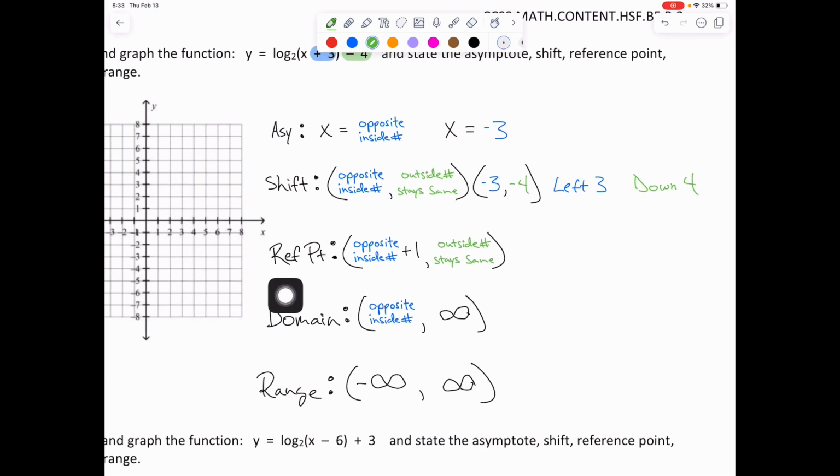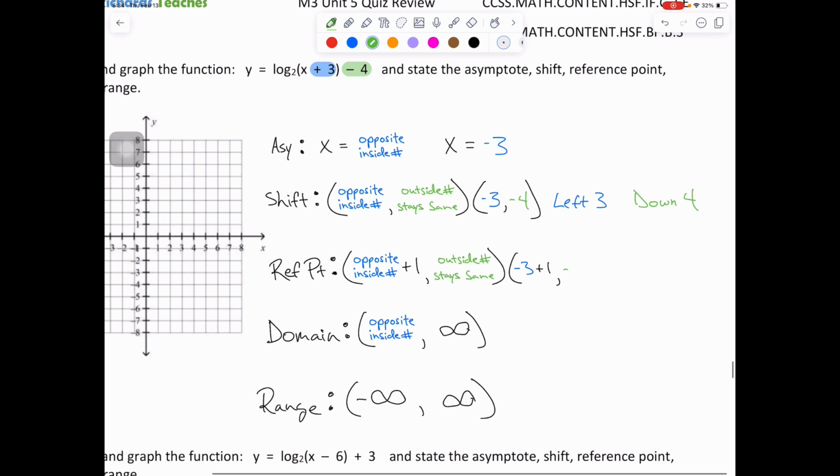All right. Reference point is opposite the inside number, plus 1. Outside number stays the same. Let's write it out. Opposite the inside number will be negative 3 plus 1. Put in the comma. Outside number stays the same, which is negative 4. Close that up. Do some basic computation to get our reference point. Negative 3 plus 1 is negative 2. And again, that outside number stays the same at negative 4.